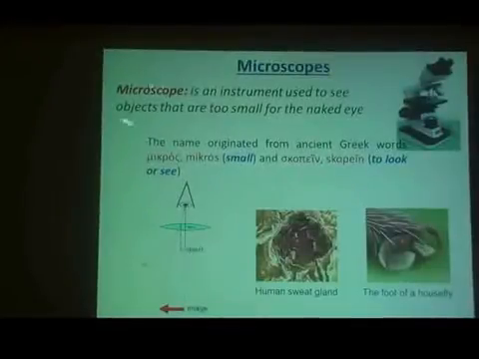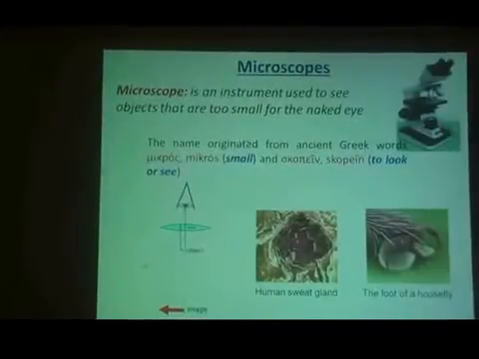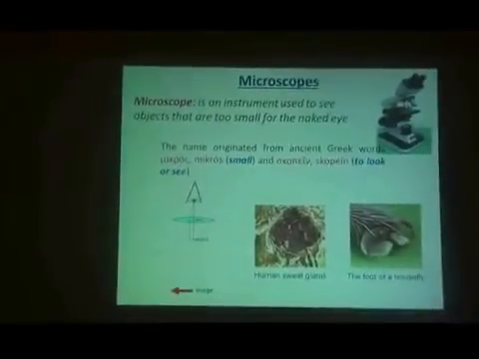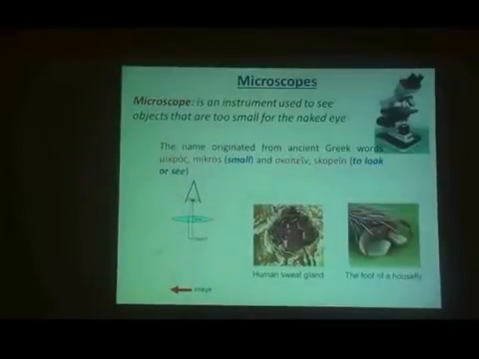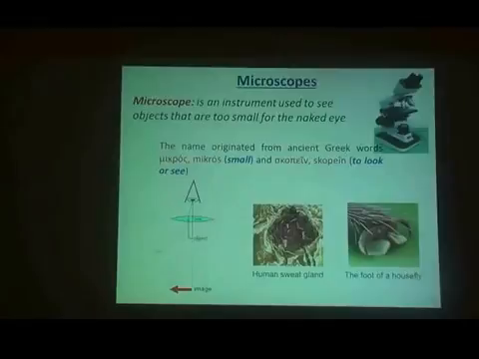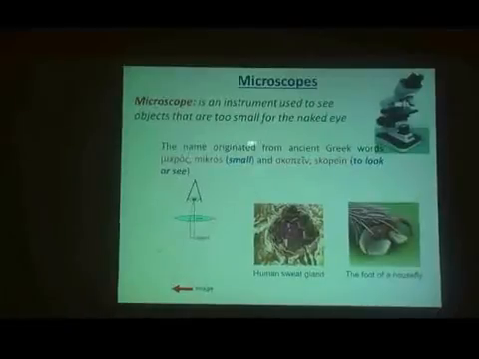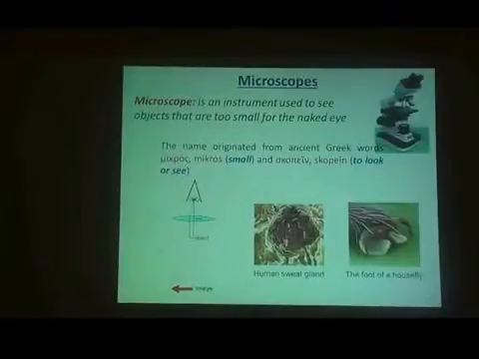Most of the things, if you consider biological systems or, at present, nanomaterials or microscopic objects, if you want to see them or study them, you cannot use your naked eyes. So you have to magnify them. For that, you have to use microscopes. The name microscope originates from two ancient Greek words: mikros, which means small, and scopein, which means to look or to see.